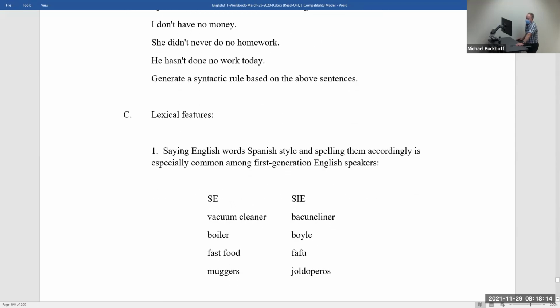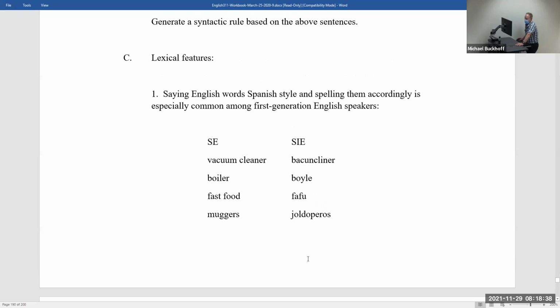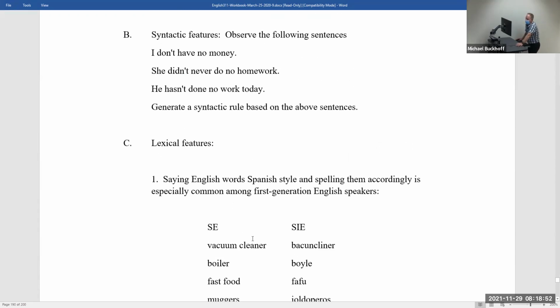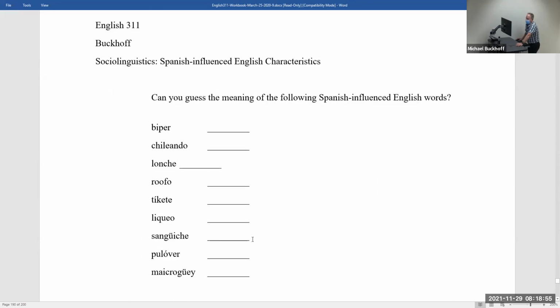Lexical features: saying English words Spanish style and spelling them accordingly is especially common among first-generation English speakers. So "vacuum cleaner," "boiler," "boile," or "fast food," or "muggers," "holdaperos." You might hear "troque," "el pickup," "la policía me dio un tiquete." You know, things like that. You might use some words that sound similar, right? What do you call that? Code switching, maybe?